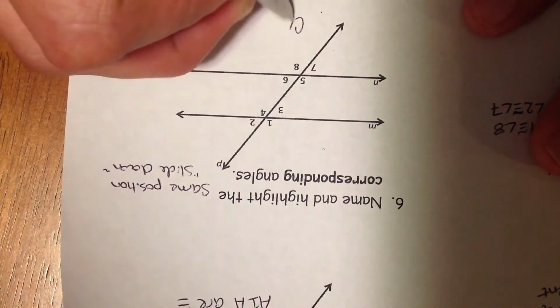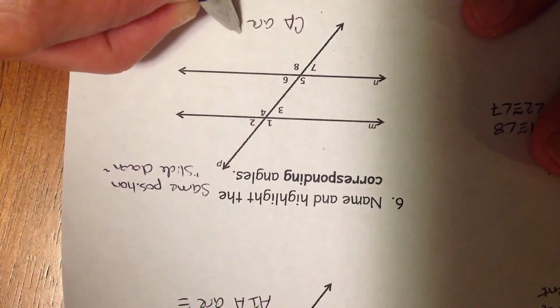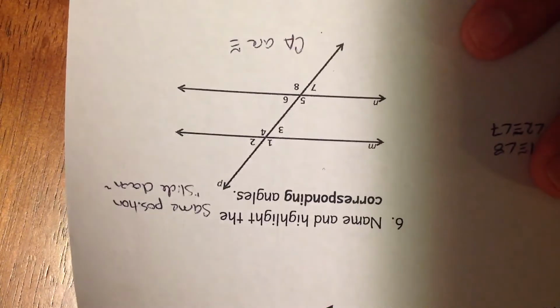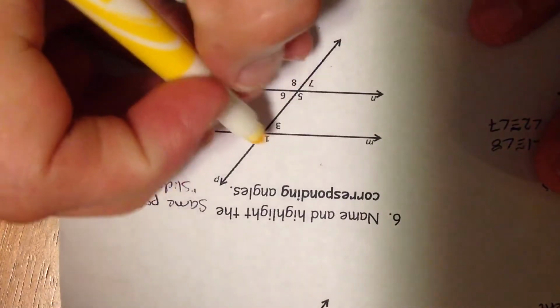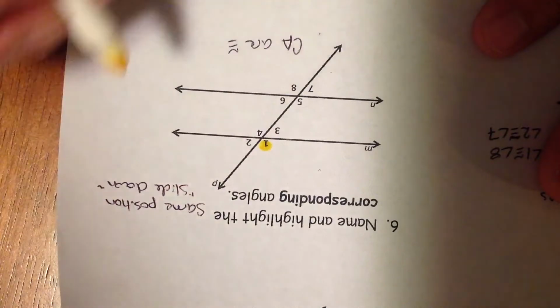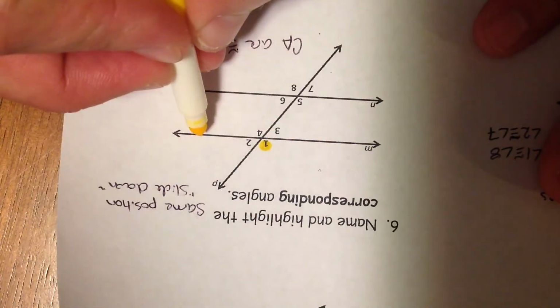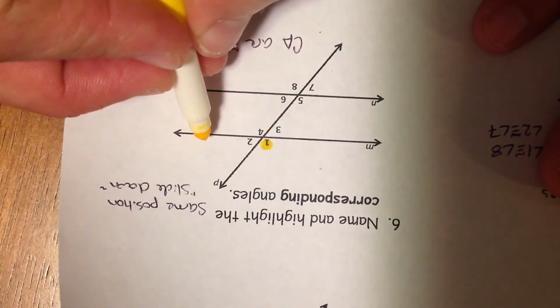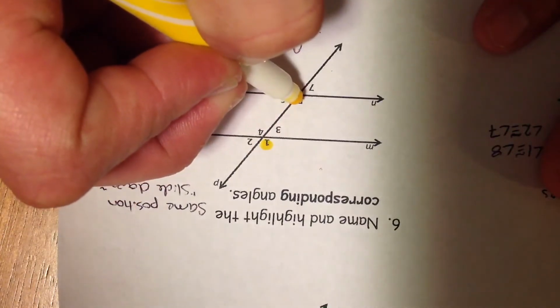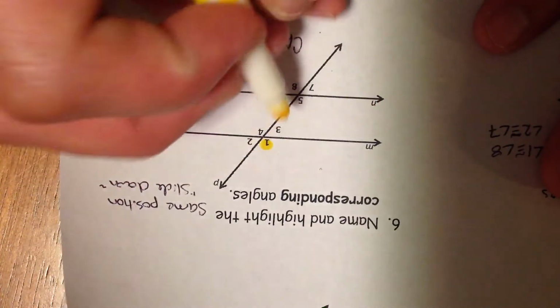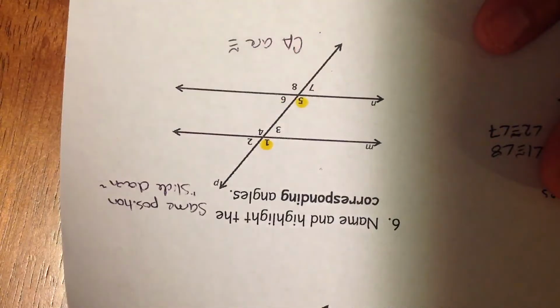And corresponding angles are also congruent. So let's talk about what I mean when I say slide it down, same position. Angle 1 right here is resting on top of this parallel line M. If I slide it down in the same position, resting on top of line N is angle 5.